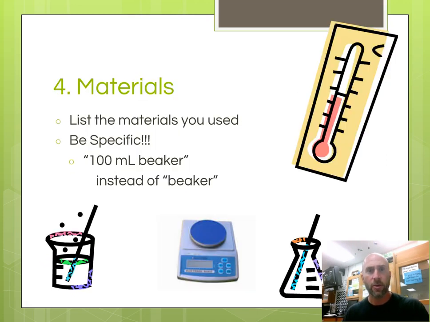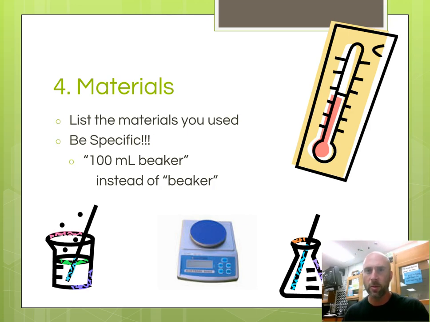The next thing you're going to include is a material list. Anything that you're going to be using in the lab, you want to tell the person who's trying to repeat your lab exactly what equipment you use. So you have to be very specific. If you're going to use a beaker, you have to tell us what type of beaker. There's all kinds of different sizes.